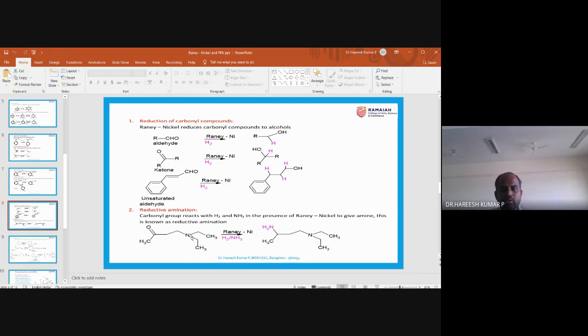This is a ketone. When a ketone is treated with ammonia, it gives a Schiff base. What is a Schiff base? C double bond NH is called a Schiff base. When C double bond NH is treated with hydrogen, the C double bond N is converted into C single bond N. That is the conversion of a ketone to a primary amine by hydrogenation in the presence of ammonia, more particularly in the presence of nickel, and it is called reductive amination. Here the Schiff base is the intermediate, and the C double bond NH is reduced when treated with hydrogen. So this is about reductive amination.